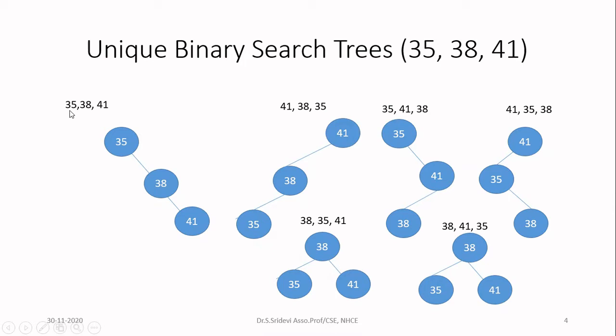First, I'll get 35. That will be inserted as a root node. Then I will get 38. I will first compare 38 with 35. Since 38 is greater than 35, I'm inserting 38 in the right subtree. Then I'm getting 41. I'm going to compare 41 with 35 first. 41 is greater than 35, so I'm going to insert in the right subtree. Then I'll compare 41 with 38. 41 is greater than 38, so again, I'll go to the right subtree. Now 38 is not having any right subtree to compare, so immediately I'll insert 41 there. So likewise, for different types of arrival of input, we have different trees possible.